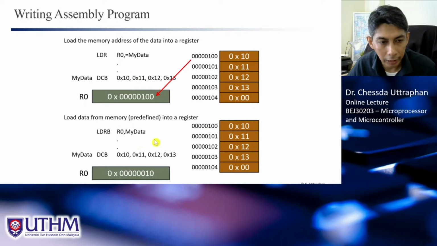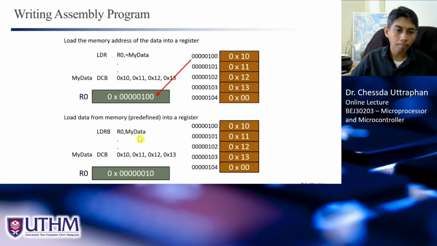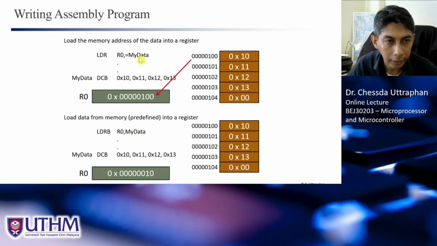But if my instruction is like this, without the equal sign, and the instruction is LDRB, for byte, I will load the data from the memory into R0, not the address. If this, I will load the address. If this, I will load the data. And what is the data? If I use LDRB, because my_data is at this location, I will get 10.